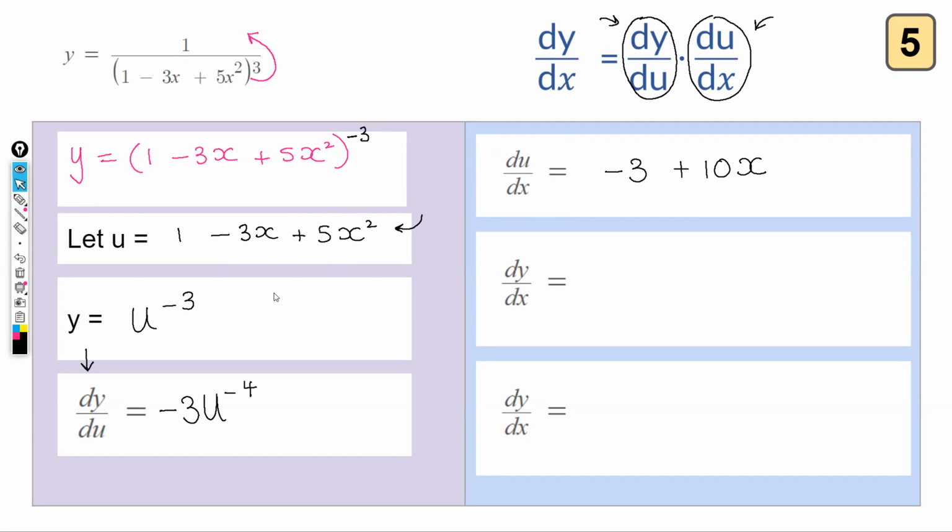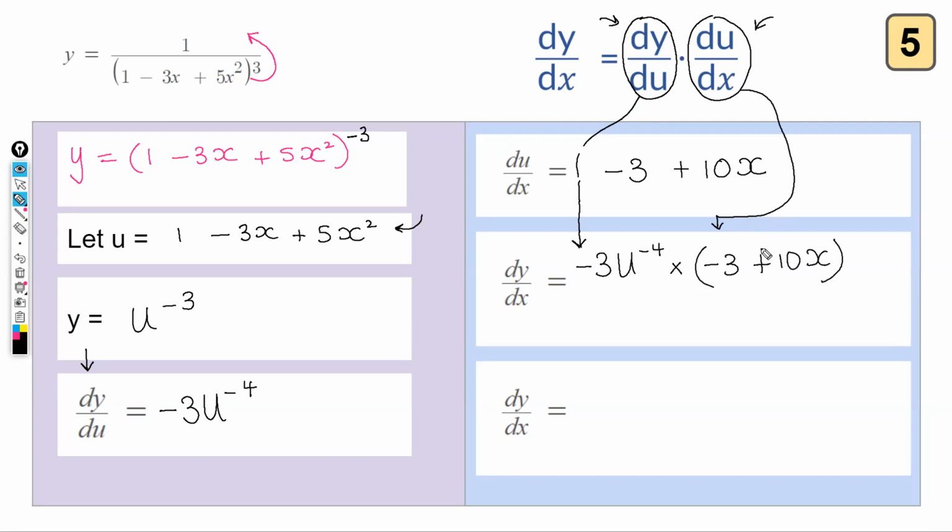All right. So what we're going to do now, to find dy dx, we have to take the expression for what? Dy du. Where's dy du? Look, dy du down here. Minus 3u to the power minus 4. And multiply it by du dx, which is minus 3 plus 10x. Now, you have to put this in brackets, right? Because we want to multiply the whole thing by this expression.